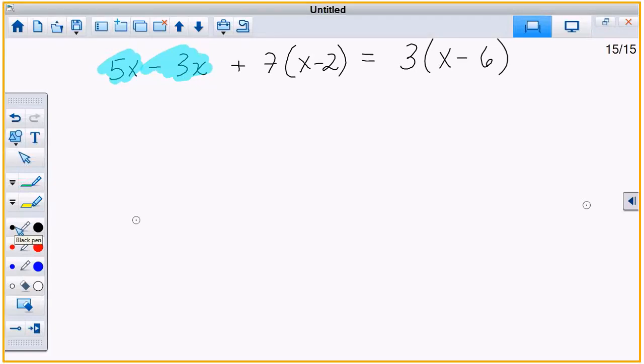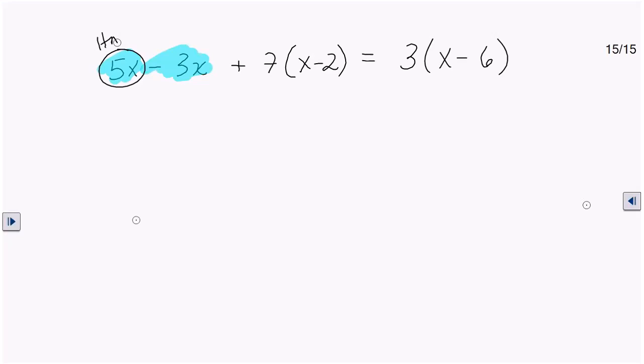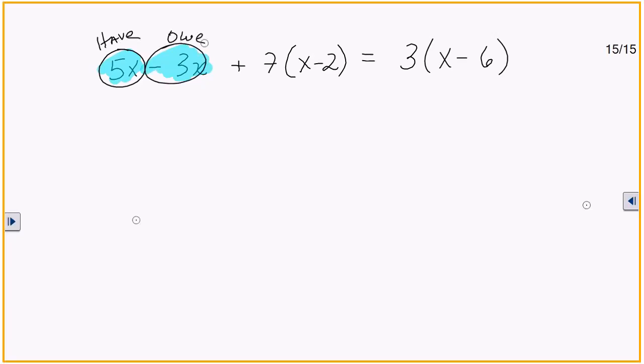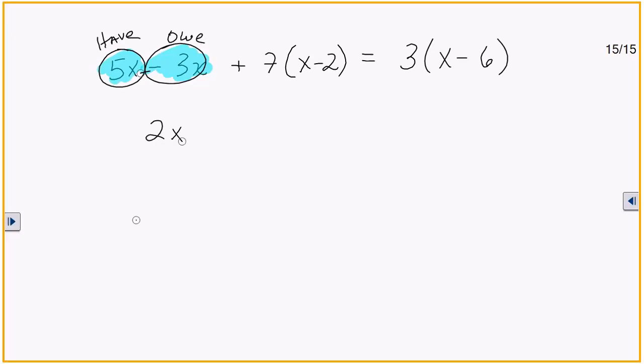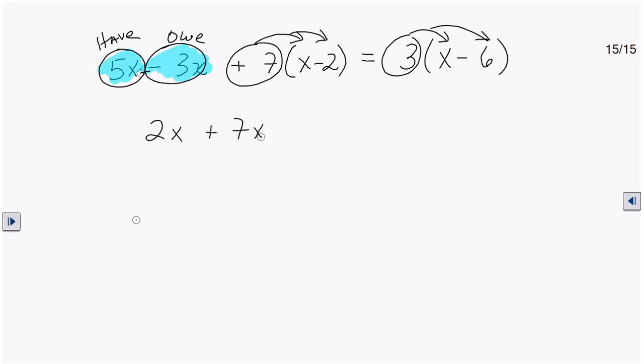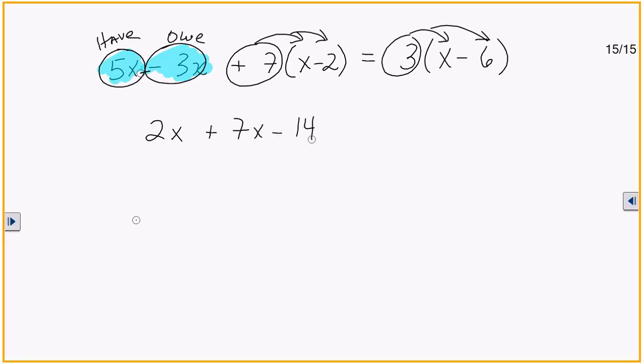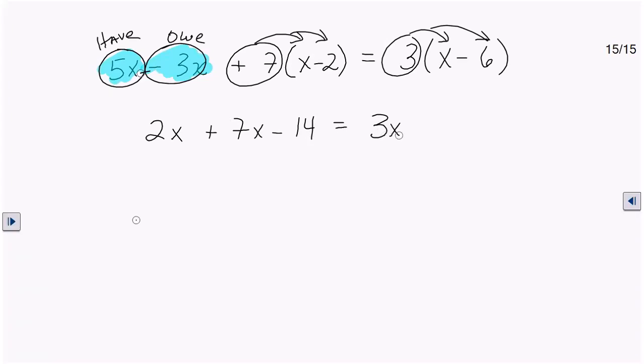I have $5. I owe $3. So that means I have $2. I'm going to distribute this positive 7 and this positive 3. How is it positive? Because I don't have a negative in front of it. And that will be plus 7x minus 14 is equal to 3x minus 18.